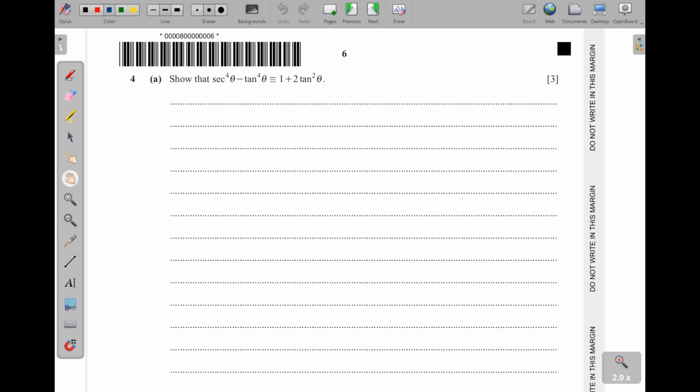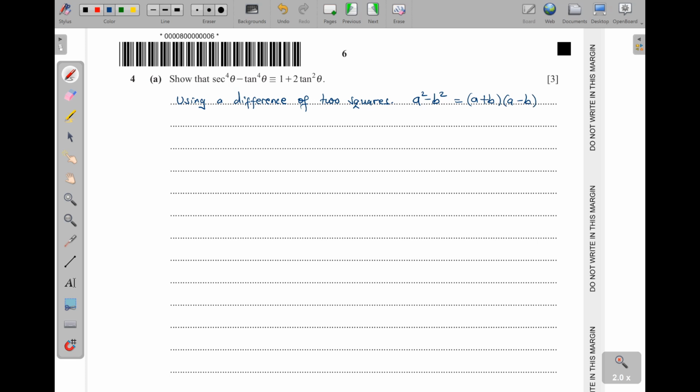Next, number 4, part A: show that sec power 4 of theta minus tan power 4 of theta is the same as 1 plus 2 tan squared theta. There are 2 ways I'm going to solve this. Number 1, I can use a difference of 2 squares. This is one of the identities that you must know in mathematics. If I have a squared minus b squared, this is equal to a plus b, then a minus b.